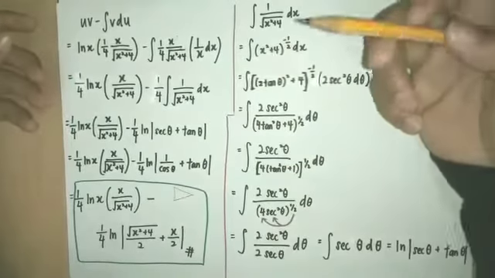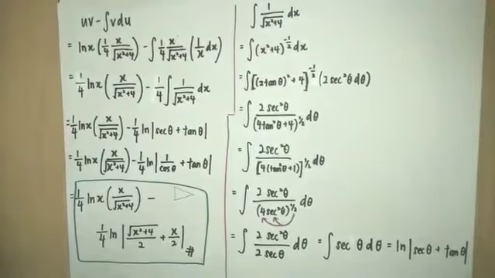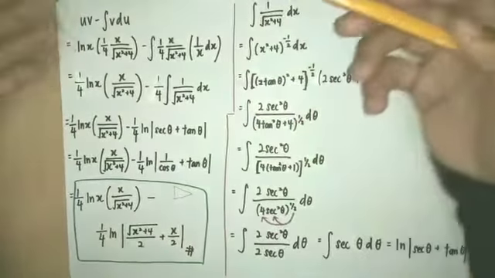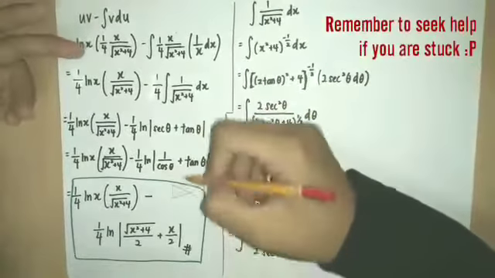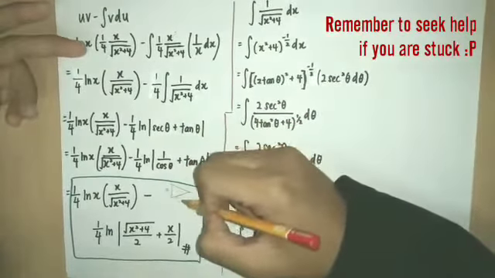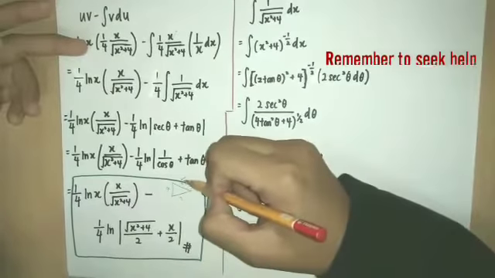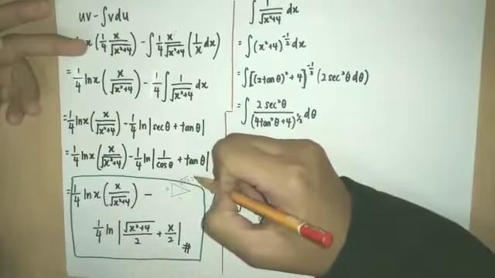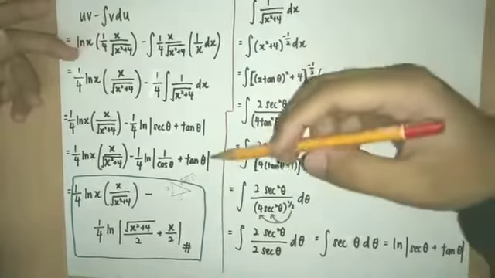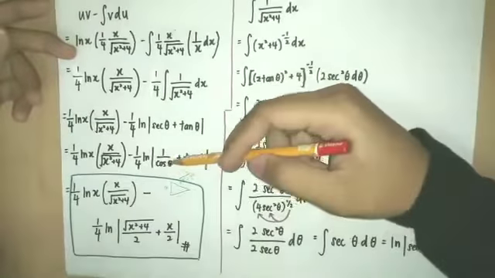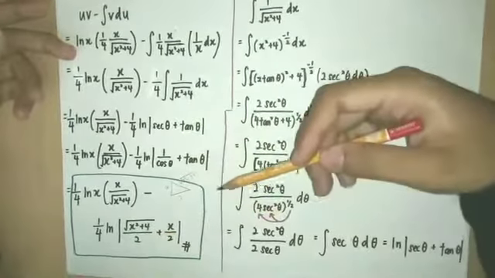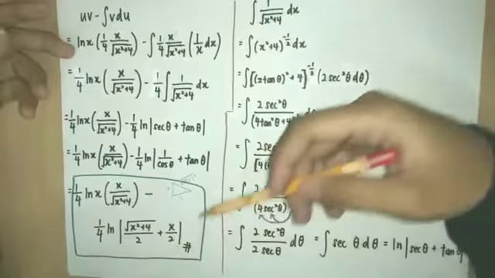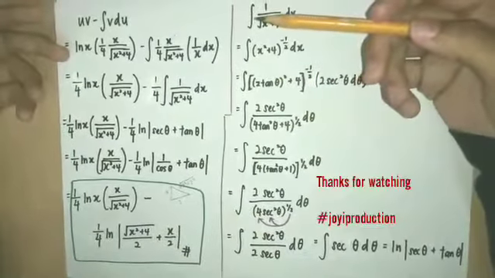So we use the triangle again, the opposite, adjacent, hypotenuse triangle. Your cos theta is equal to this. Then you substitute it in, and this is the final answer. That's all.